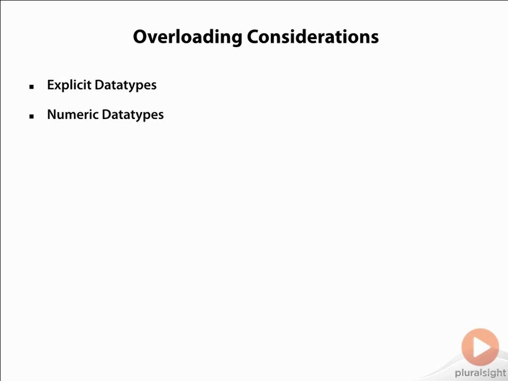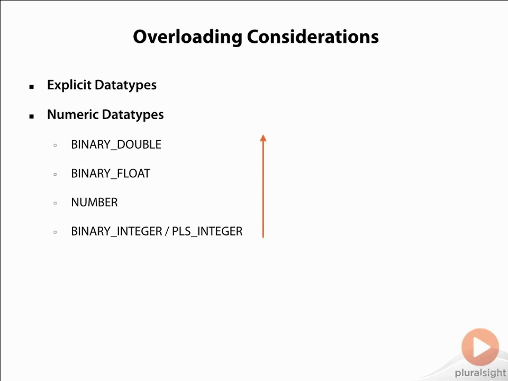In the case of numeric parameters, if the actual parameter type is different than the formal parameter type, Oracle will apply the following rule. Oracle will try and match it to the next highest data type, the order being binary integer or PLS integer first, followed by number, followed by binary float, and lastly binary double.